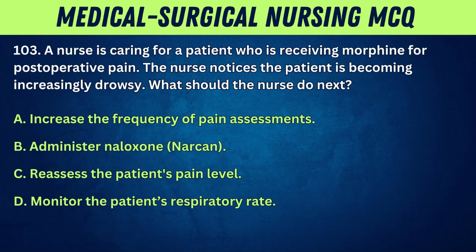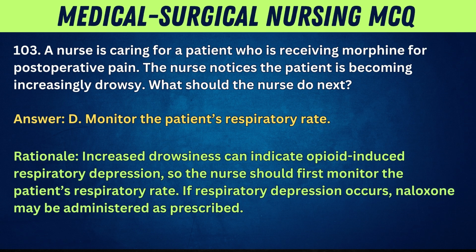103. A nurse is caring for a patient who is receiving morphine for postoperative pain. The nurse notices the patient is becoming increasingly drowsy. What should the nurse do next? A. Increase the frequency of pain assessments. B. Administer naloxone, Narcan. C. Reassess the patient's pain level. D. Monitor the patient's respiratory rate. Answer: D. Monitor the patient's respiratory rate.